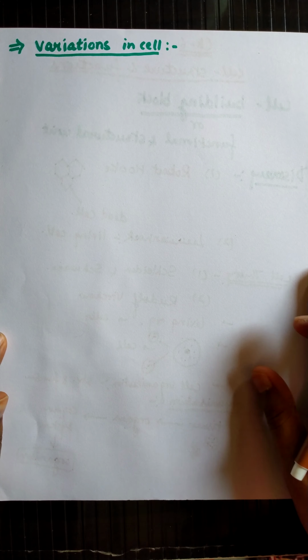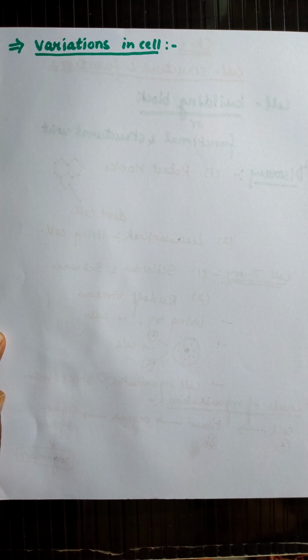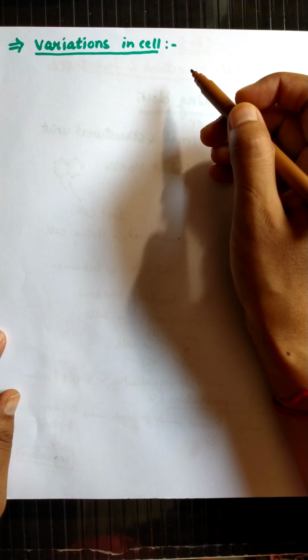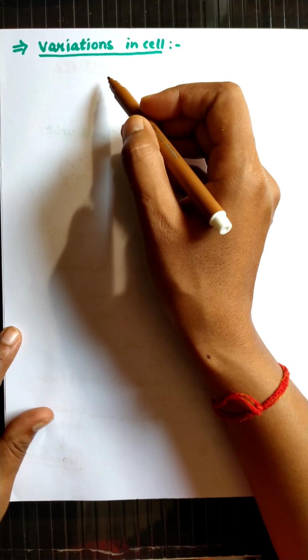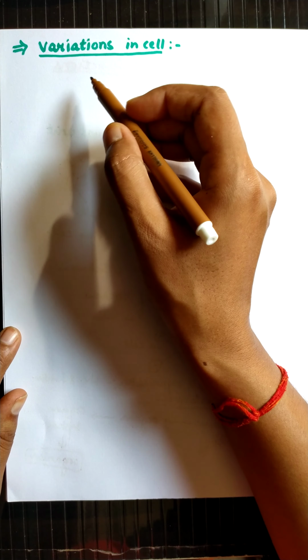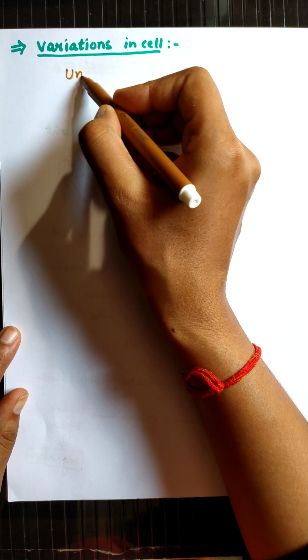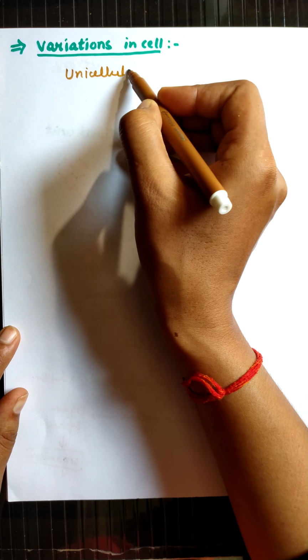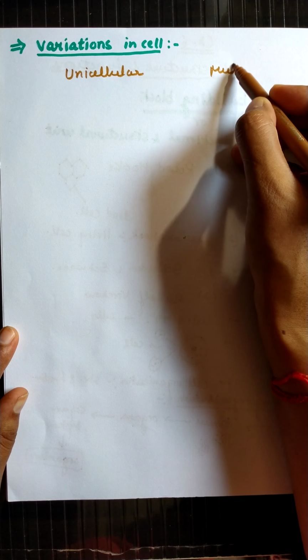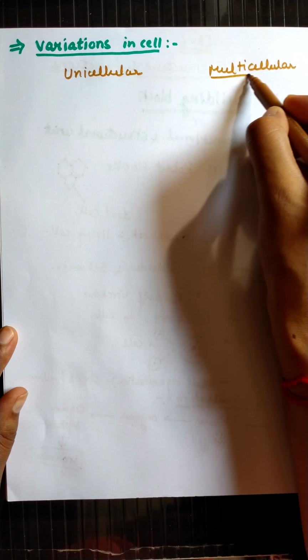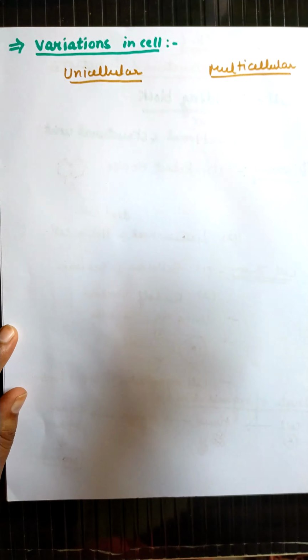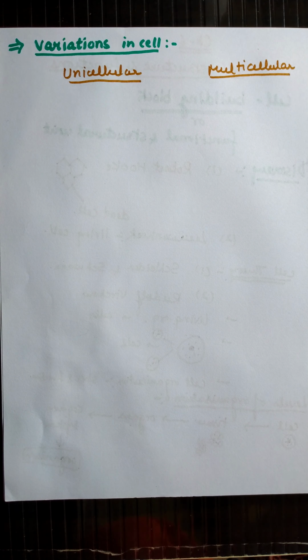We know that different type of living organisms are there, and all the different type of living organisms are having different type of body structure. On the basis of this, the organisms are of two types. Number one is unicellular organisms, and second one are multicellular organisms. Students, what are the unicellular organisms and what are the multicellular organisms?